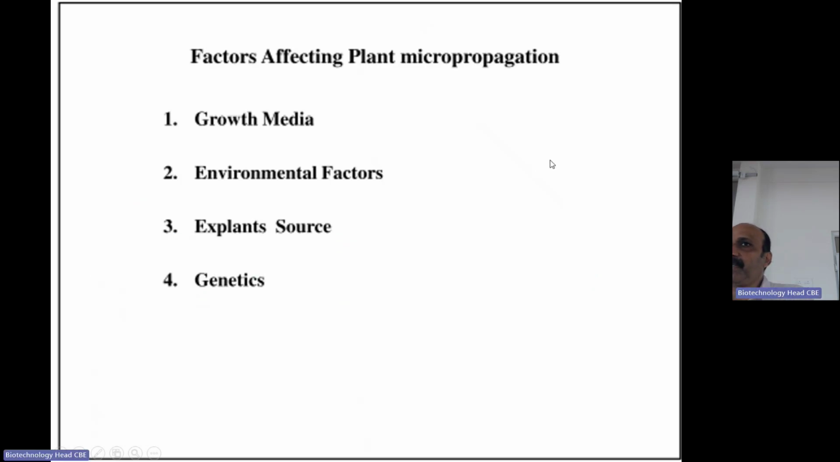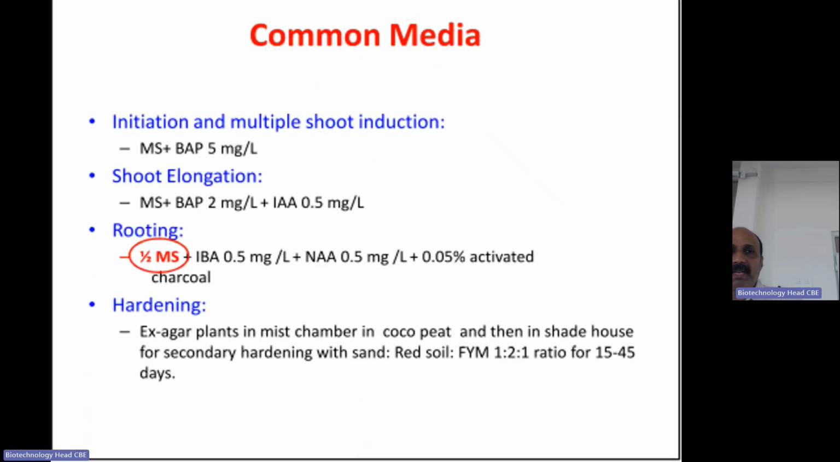The factors affecting plant micropropagation are the growth medium we are going to use, the environmental conditions, the explant source, and also the genetics of the plant, so what type of plant we are taking up. The common media, as usual, is MS media with 5 mg BAP. For shoot elongation, BAP 2 mg and IAA 0.5 mg, and then rooting. And mostly for rooting, we need to eliminate all the nutrients.